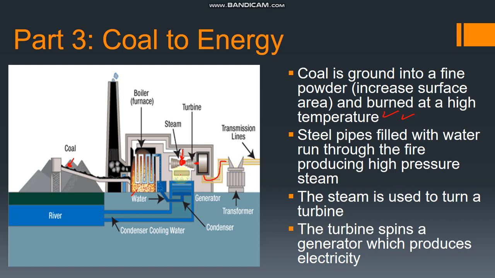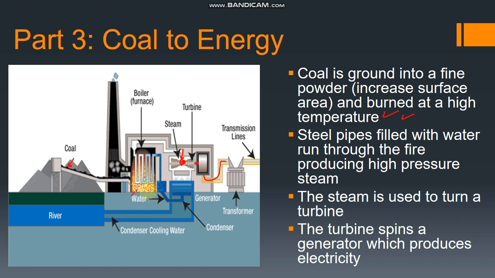Now, this could be coal, but since we're talking about coal, it also could be oil or natural gas. Fossil fuels in general use the same method. A fossil fuel is heated to heat up water, turn to steam. The steam is used to spin a turbine. The turbine is attached to a generator.